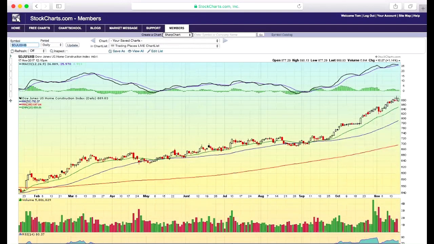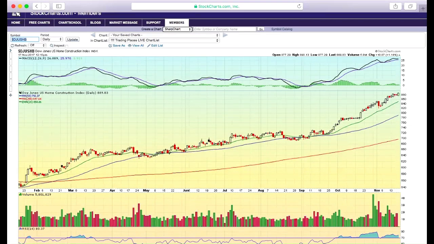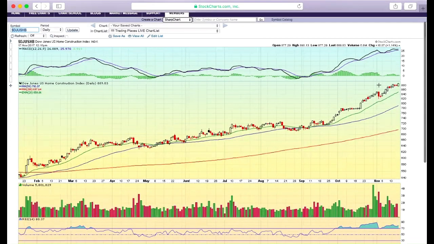And you can see we're actually breaking to new highs. I was a little concerned about this index going into today for a couple of reasons. Number one, very overbought. You can see that this group has been just absolutely on fire for about the last 8 weeks. And so a lot of good news is built in. And we had good news earlier this week.